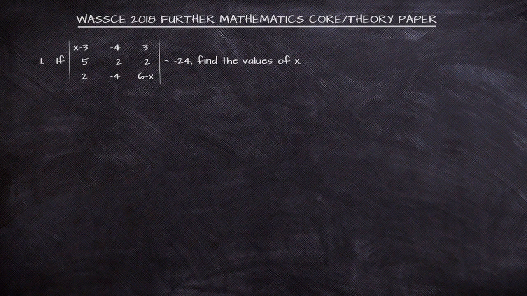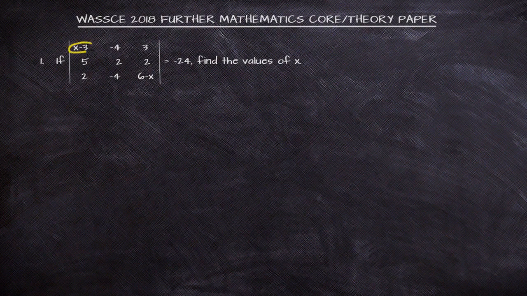Here, we are given a matrix, and the determinant of the matrix is given as minus 24, with variable x featuring in the matrix, and we are asked to find the value of x from the determinant of that matrix.